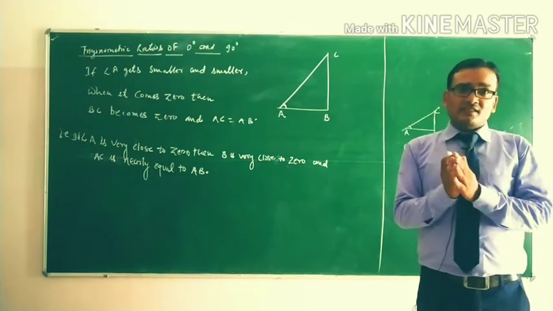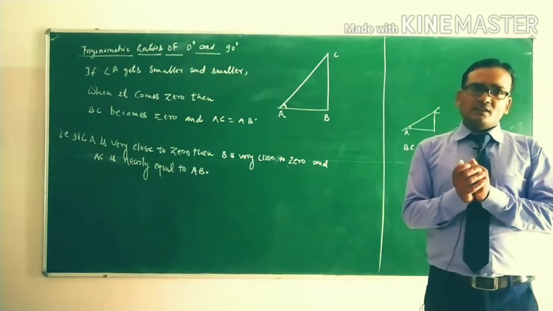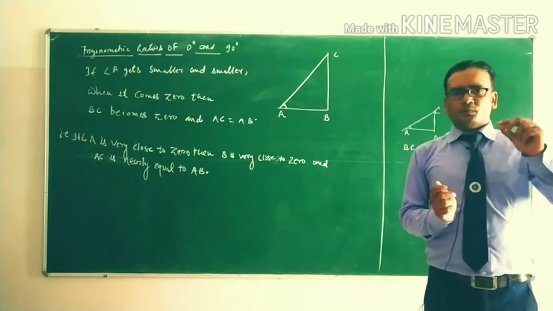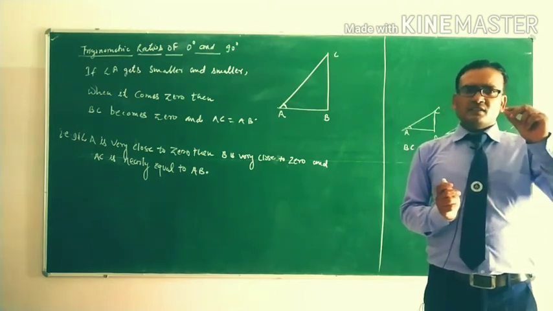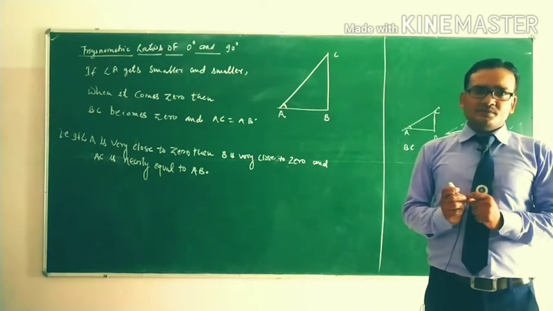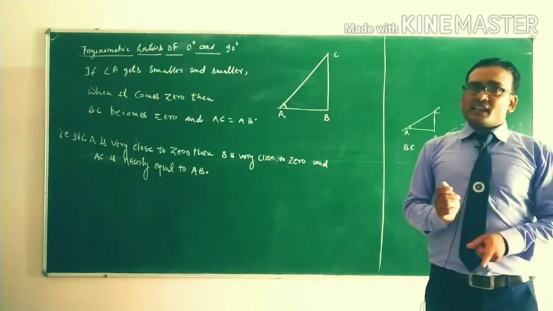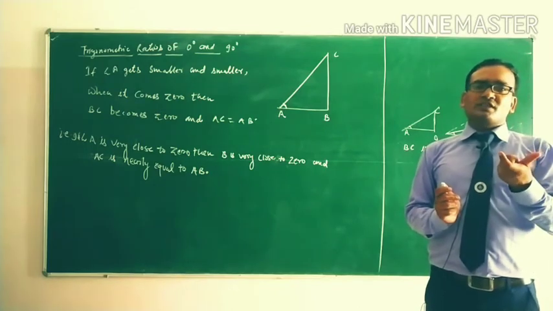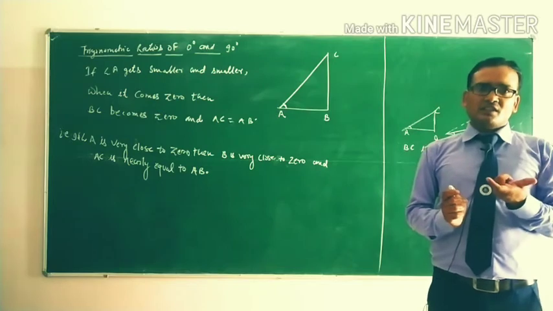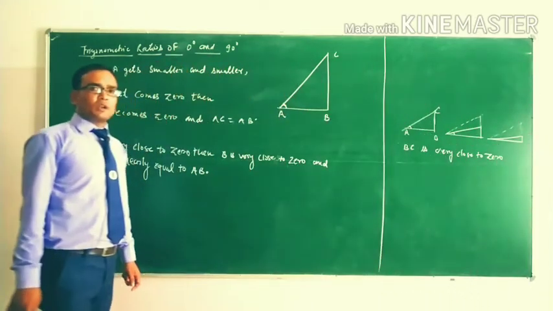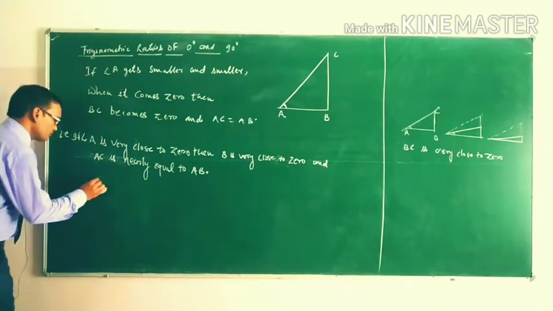Okay students, it is not possible in exact terms, but we suppose that if angle A becomes 0 degree in a right angle triangle, then the perpendicular side is 0 and the base and hypotenuse are equal to each other. Okay students, using this concept we find the value of sine 0.